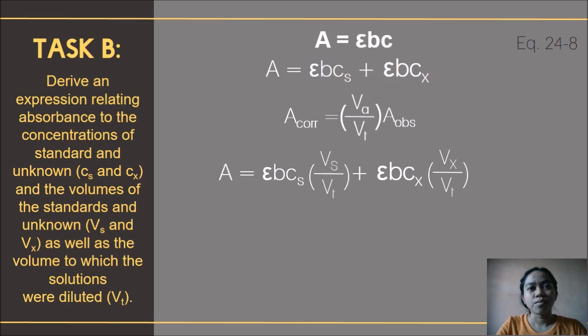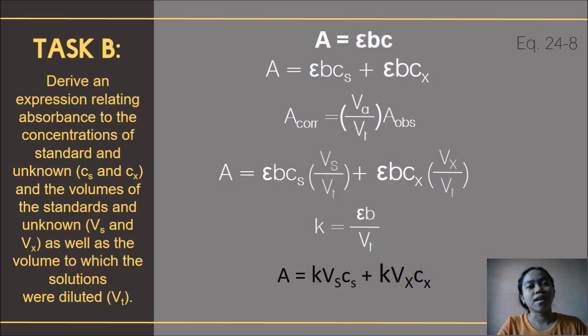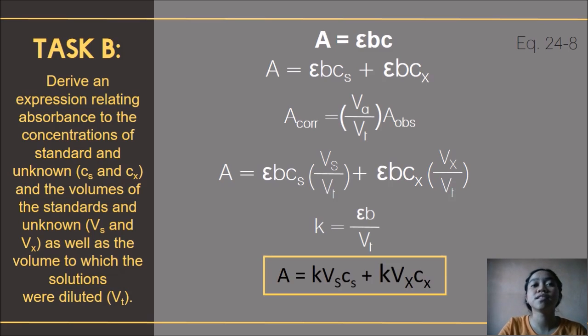So we just need to make the molar absorptivity times the path length divided by the total volume, which is Vt, our constant K. So this is the K, and we will have this equation. This is the answer for the second question.